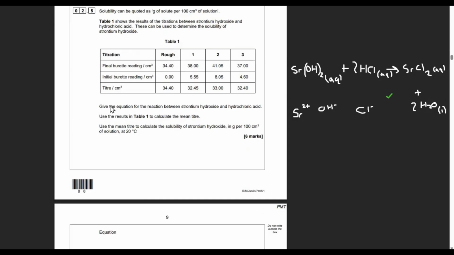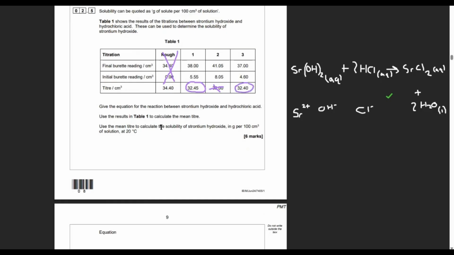Okay, for the mean titre, we want to get rid of the rough. You never use that. We want to find concordant results. So let's look at the titres: 32.45, 33, and 32.4. Right, we can get rid of that. Why? It's not within 0.1 of the others. These two are within 0.1 of each other, so we're going to add these two together and divide by 2.